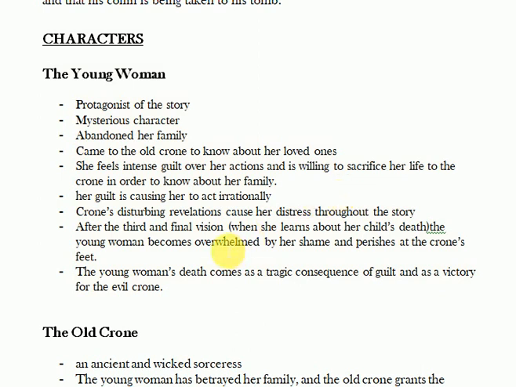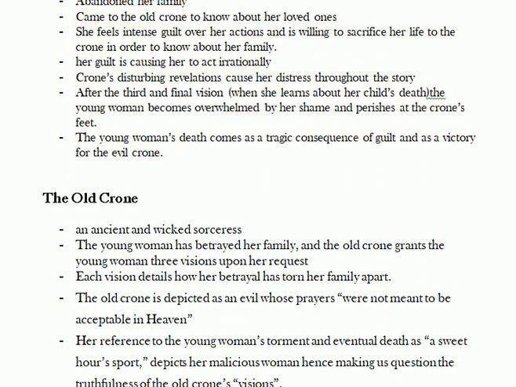We see her distressed during the whole story, as the crone's disturbing revelations cause her more distress throughout. After the third and final vision, where she learns about her child's death, the young woman becomes overwhelmed by her shame and guilt and perishes at the crone's feet. The young woman's death comes as a tragic consequence of guilt and a victory of evil. So that was the story of the young woman.